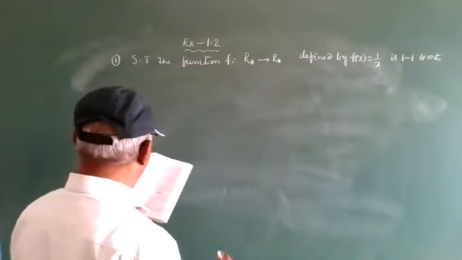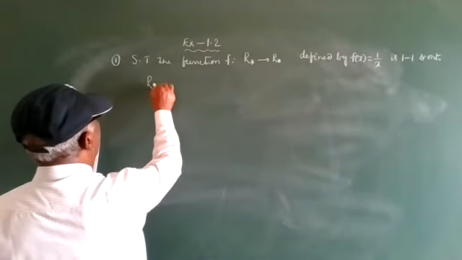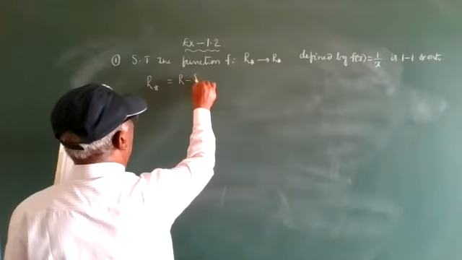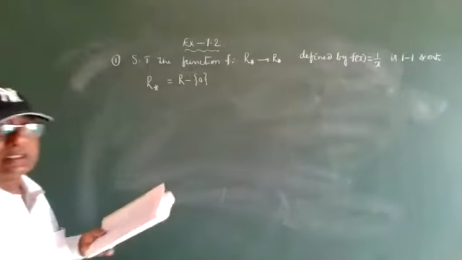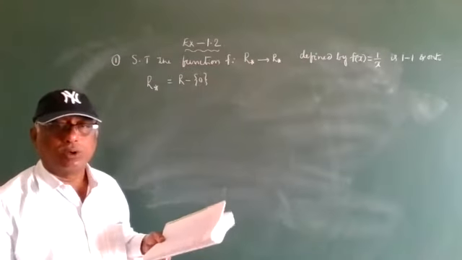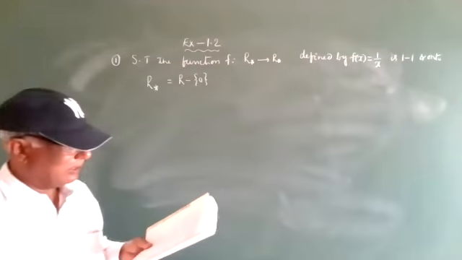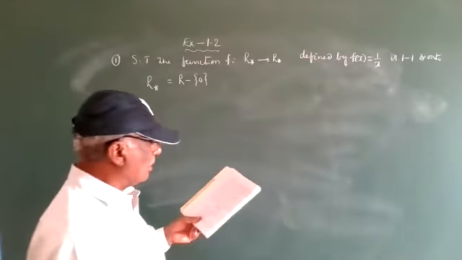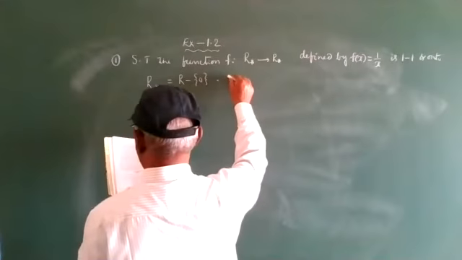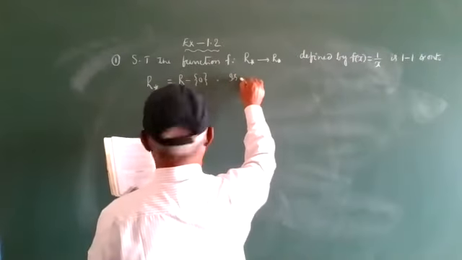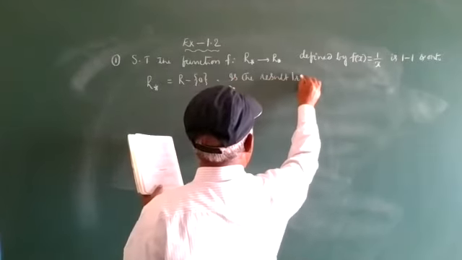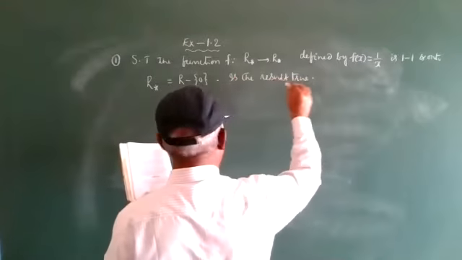R star is the set of all non-zero elements. R star is the set of all real numbers, no zero. So R star is the set of all non-zero real numbers. Zero is excluded. Next, is the result true if the domain R star is replaced? Second one, is the result true? What is the second part of the problem given?